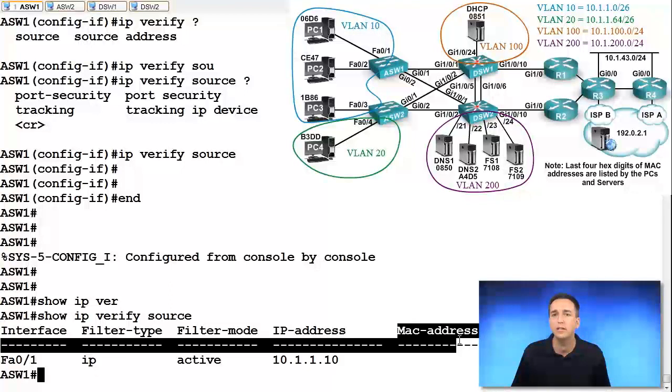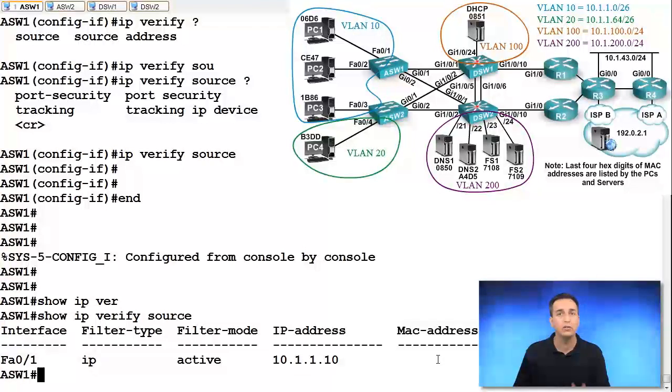The MAC address isn't listed because we are not analyzing the MAC address in the frame, because we didn't enable IP verify source port security. And also, that packet has to be coming in on the interface of VLAN 10. So all of that has to match.